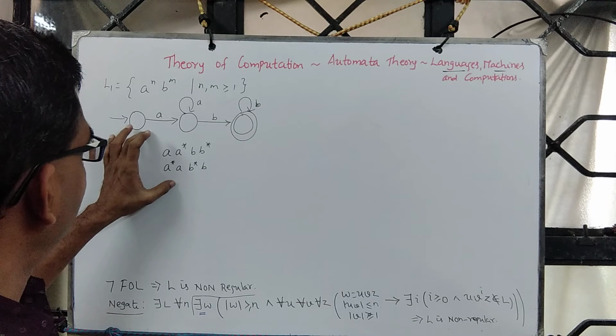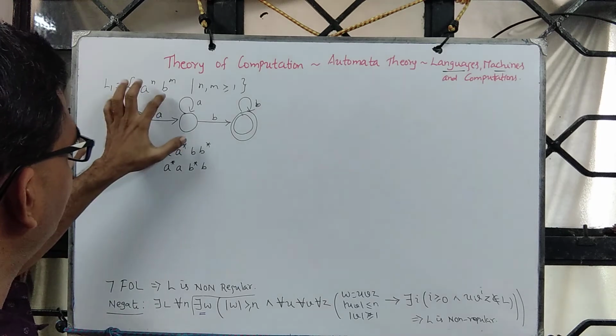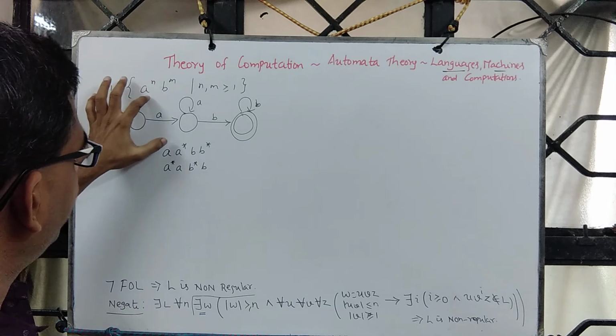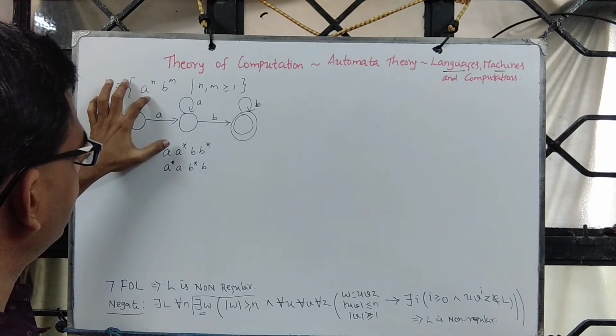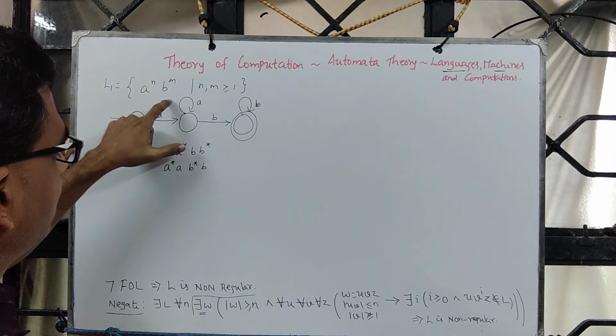Now if you look at this, it only says read so many a's followed by so many b's, and you don't need to remember the number of a's. Similarly, the number of b's. It is some integer n, some integer m.